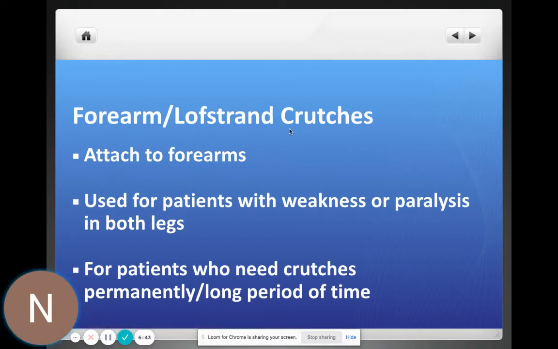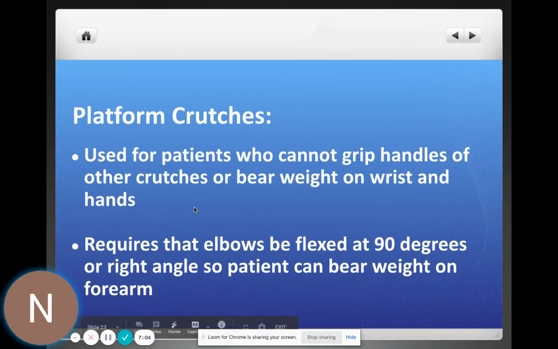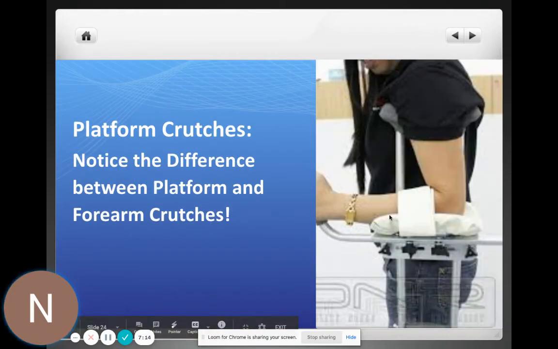Forearm crutches, also called Lofstrand crutches, attach to your forearms. These are used long-term for people with residual weakness or paralysis in both legs. And this is an example of them. They attach here, so you still have to have a good sense of strength in the wrists and the forearms. For those people who can't bear weight on their forearms, we have something called platform crutches. They're literally like a platform, so their arm is flexed at a 90-degree angle, and they're bearing weight here.